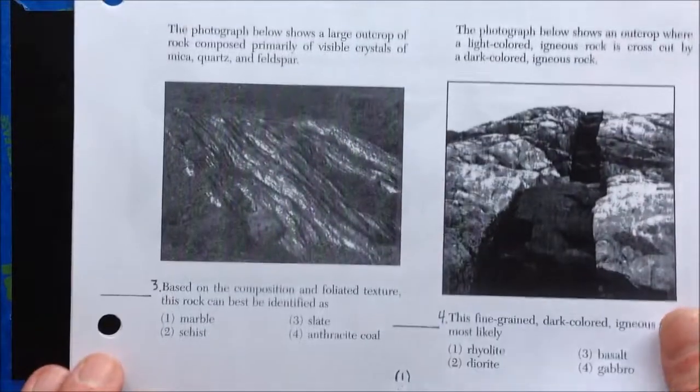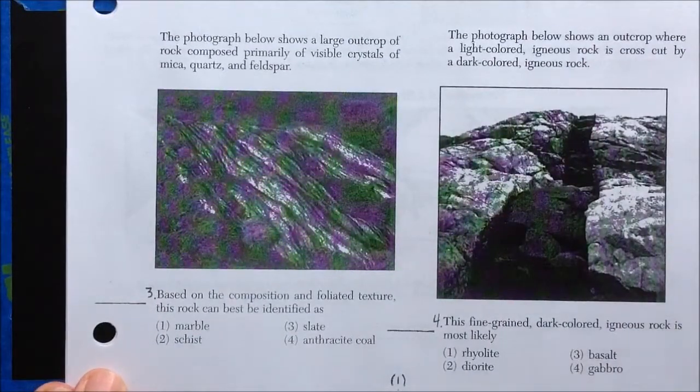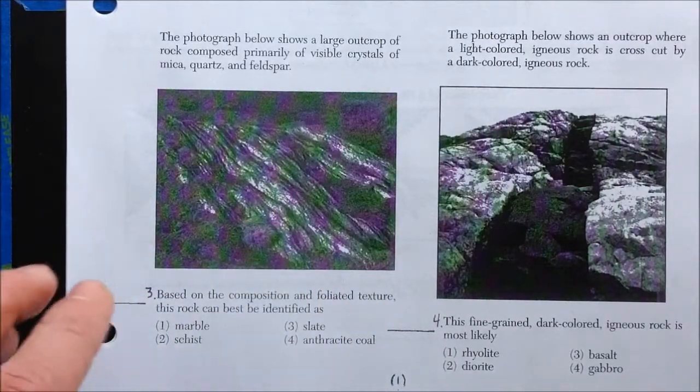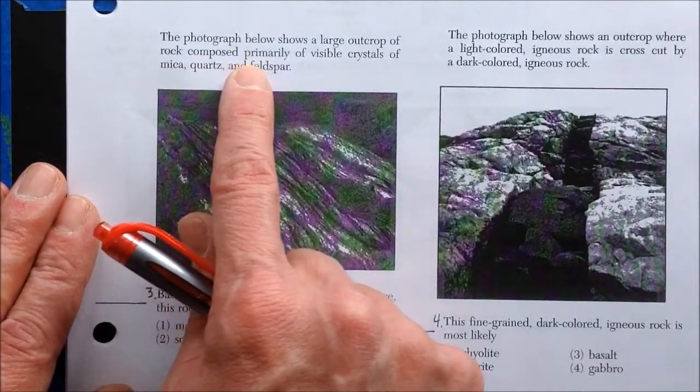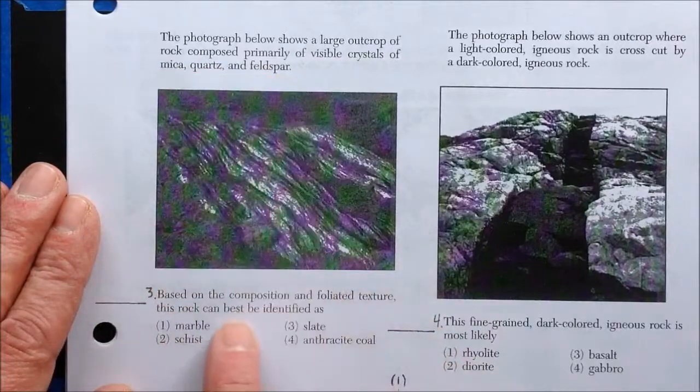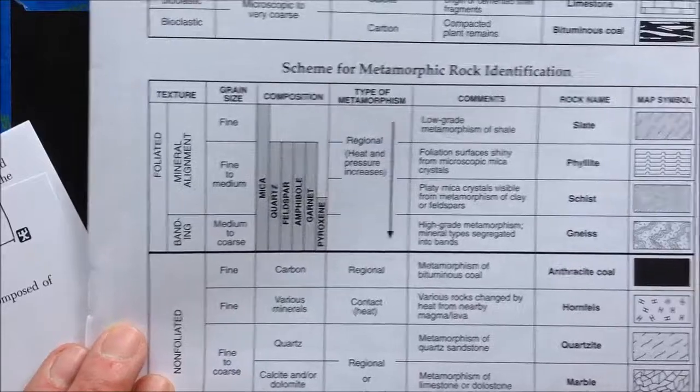So, more multiple choice. Here we go. Number 3. It shows a large outcrop. Now this picture doesn't photocopy very well, and that's okay, because what it tells you here is visible crystals of microquartz and feldspar, and then it says it has foliated texture. You want to go to your reference table, and you have to realize that the foliated texture is going to be metamorphic.